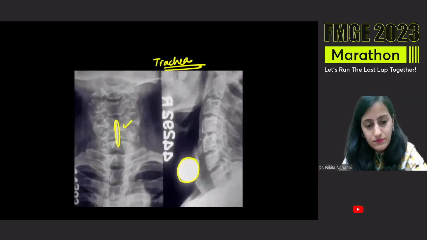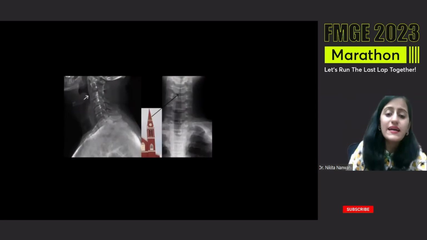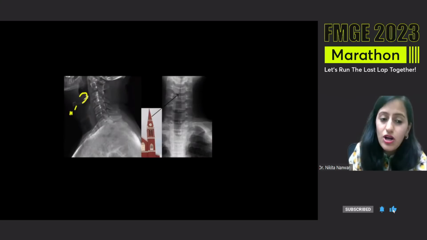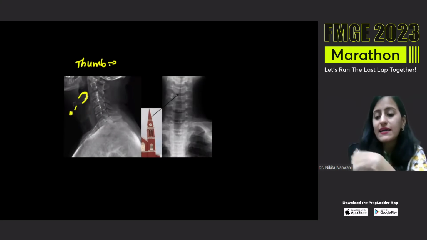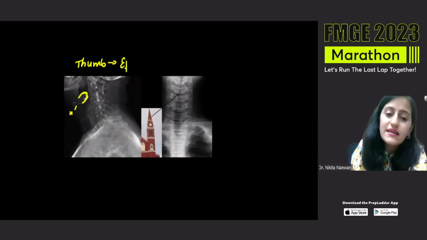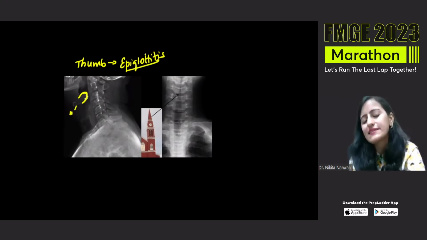Okay. Going to next one in the head and neck, very, very important. This is the hyoid bone, and the epiglottis, which appears like a thumb. So that is the thumb sign, the inflamed epiglottis. That is epiglottitis. Okay, that's going to be epiglottitis.